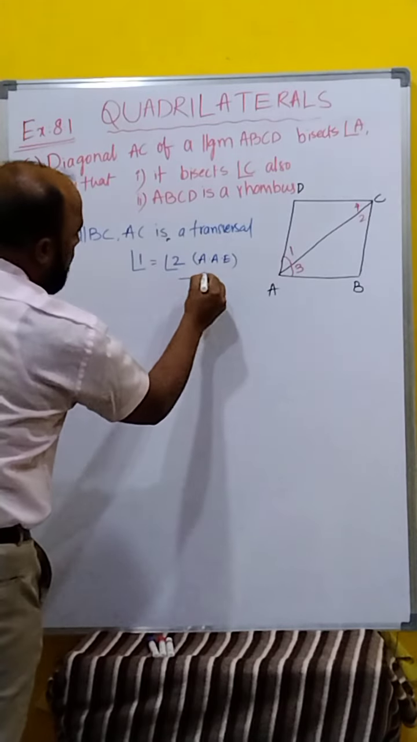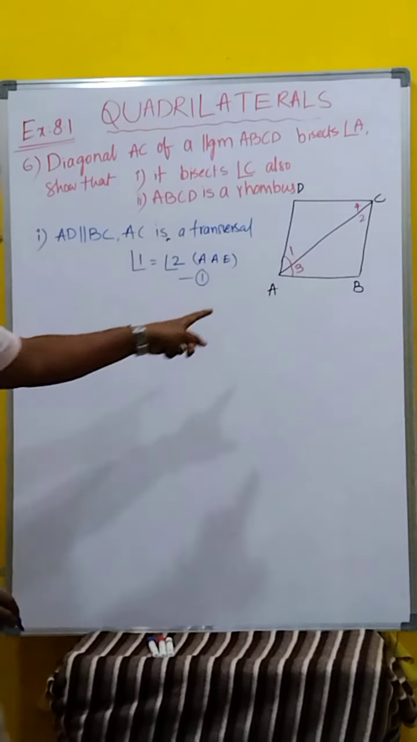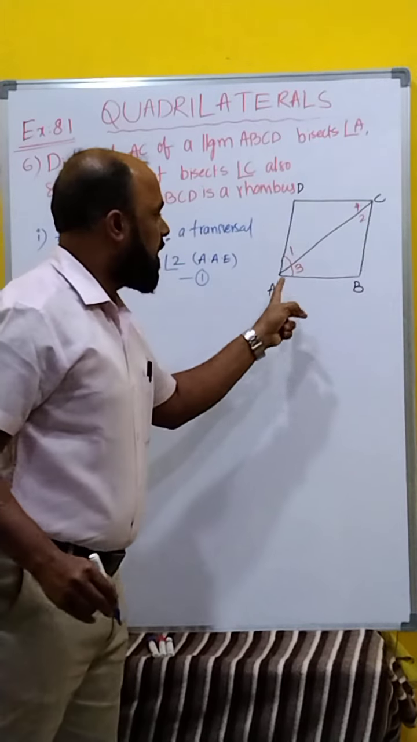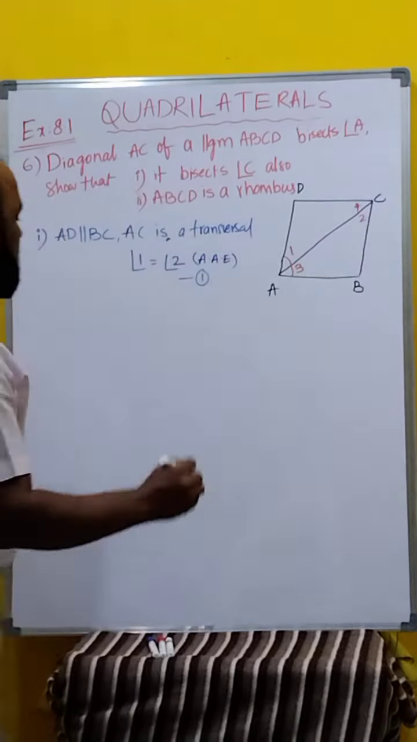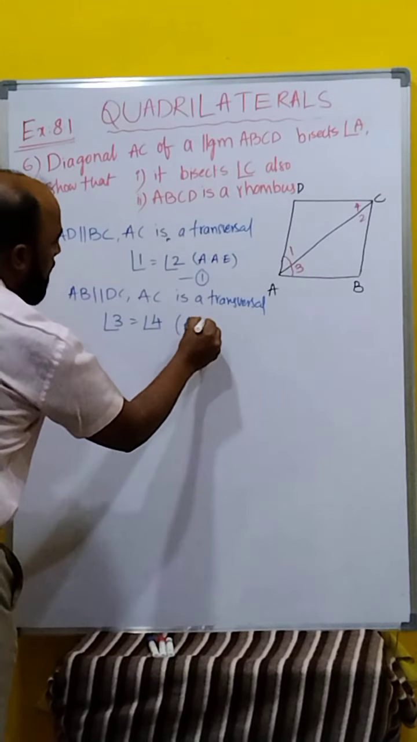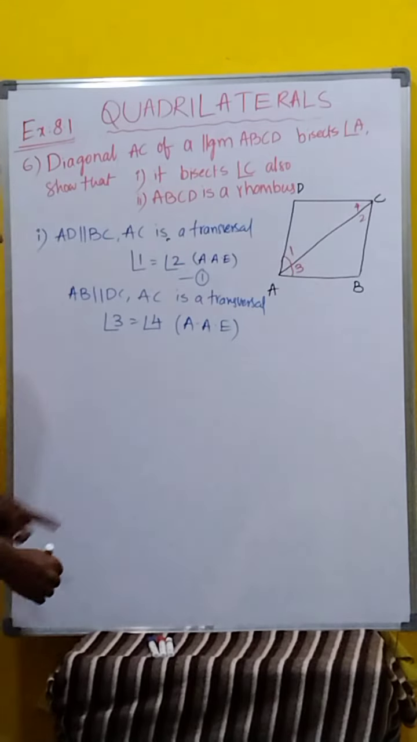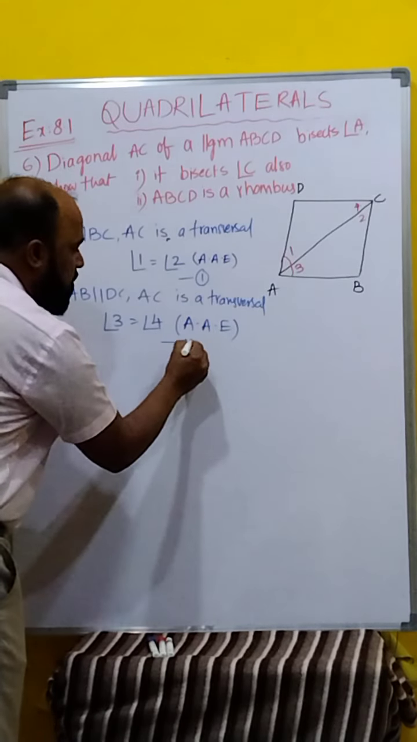That is number 1. Next, AB is parallel to DC. Then AC is again a transversal. Then again, angle 3 is equal to angle 4, because alternate angles are equal. Clear? Now it is number 2.